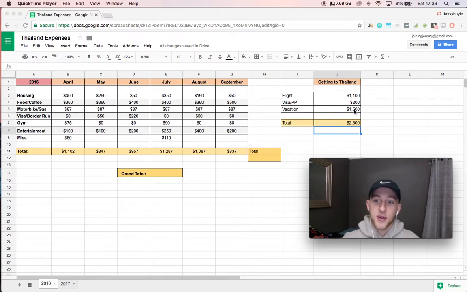So that's like food, hotel, activities, entertainment, going to the gym, paying for one-day passes for the gym, you know, drinking coffee and beer every day. So that's relatively cheap for a vacation. So my total for that was $2,800. But let's get to the more important part, which is the living costs.